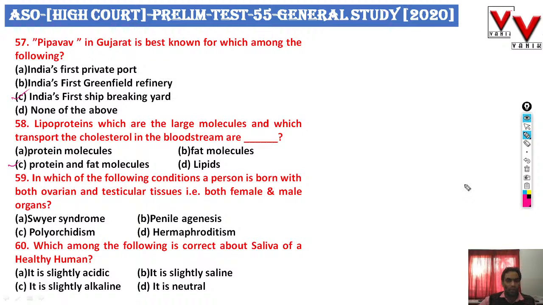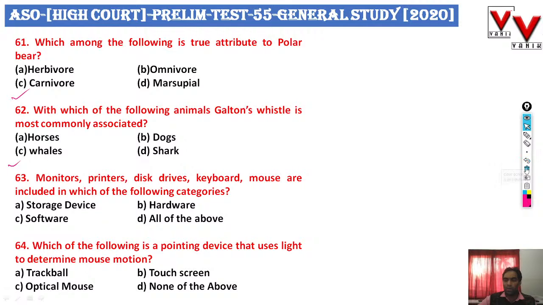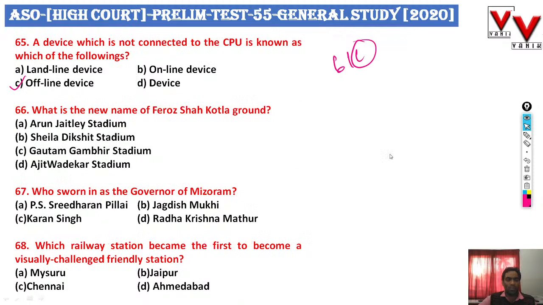Now next is 59, which is the science portion, and 60 is also science portion. Now we are going to discuss the next question, 61: which among the following is an attribute of the polar bear? They are carnivores. This must be discussed by your science teacher, but the right answer to 61 is C. The pointing device that uses light and 64 are science questions, to be discussed by your science teacher.